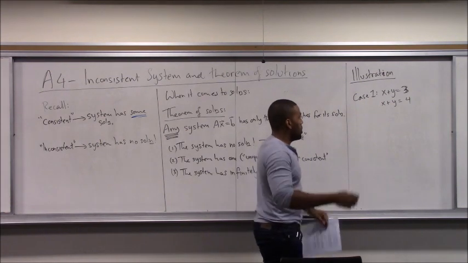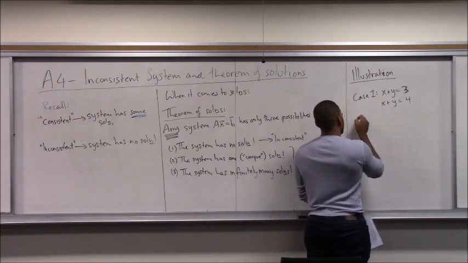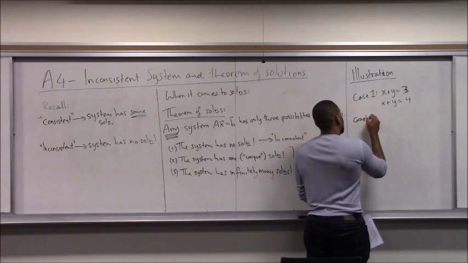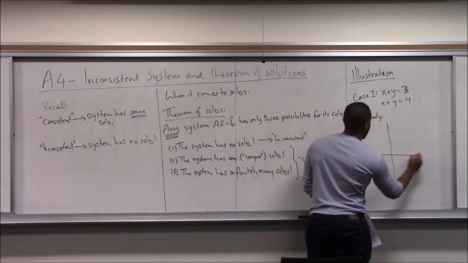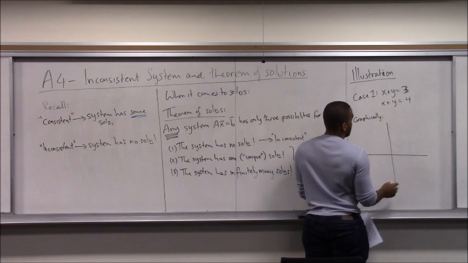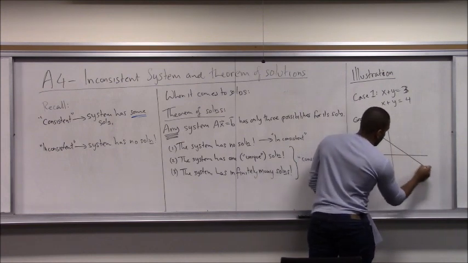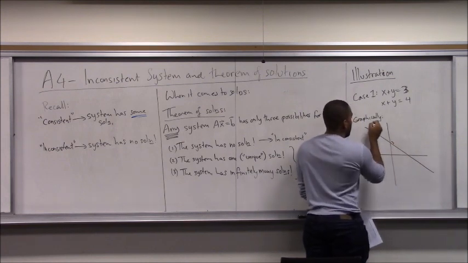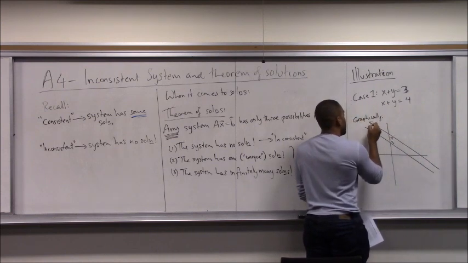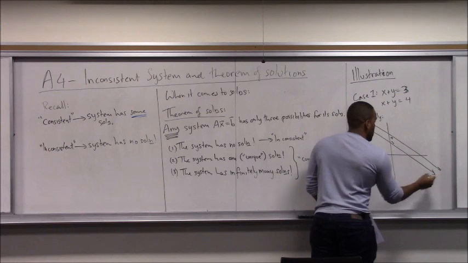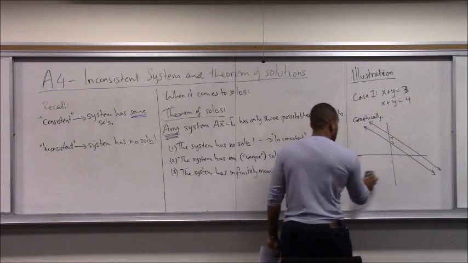And so one way you can see this graphically is that these are just parallel lines that will never actually touch each other. This line goes through 3, and then we have another line going through 4. But they have the same slope. There are no points in common.